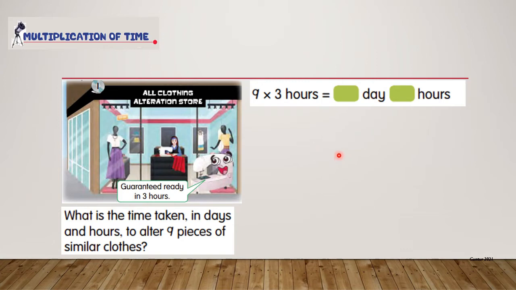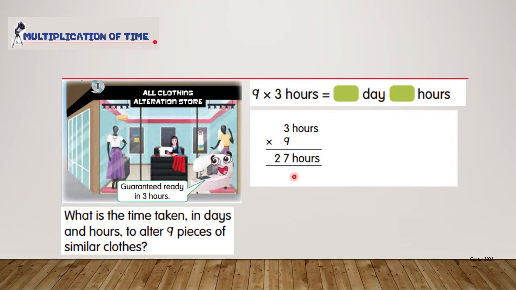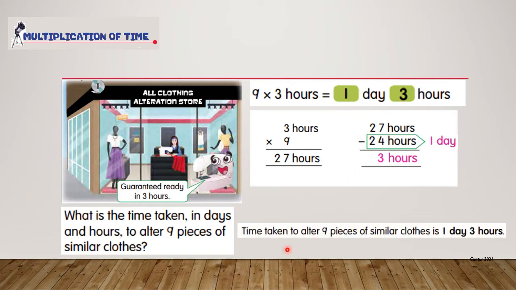Okay, we do the standard writing method. 3 hours times with 9, you got 27 hours. Okay, 27 hours is more than a day. So we take from 27 hours 1 day, so we subtract 24 hours, and then the remaining is 3 hours. So the answer for this question, 9 times 3 hours is equal to 1 day 3 hours. Time taken to alter 9 pieces of similar clothes is 1 day 3 hours.